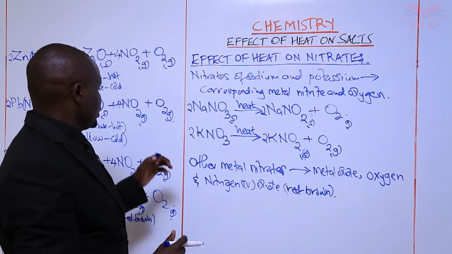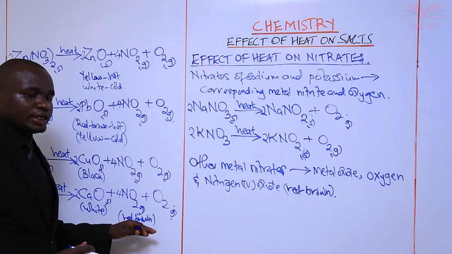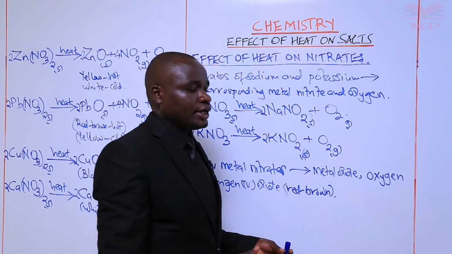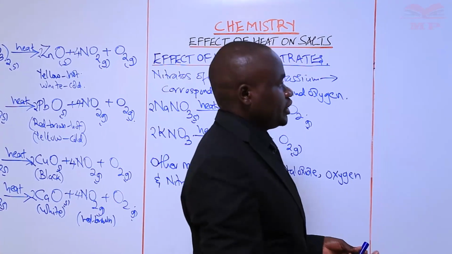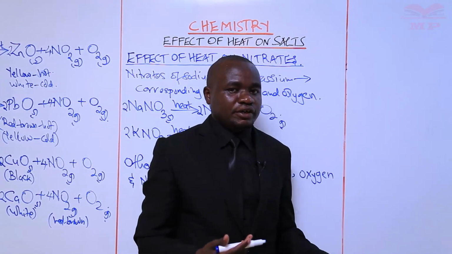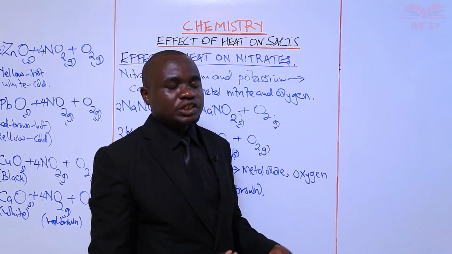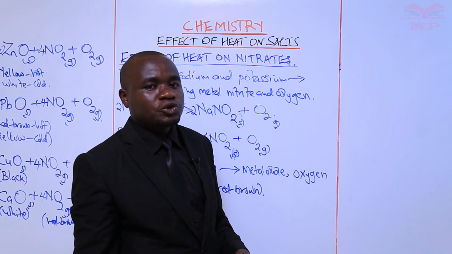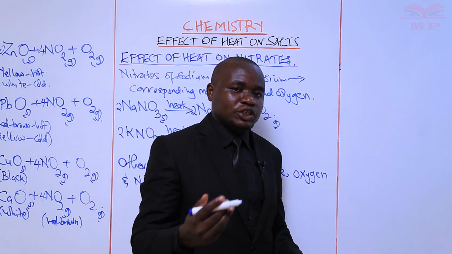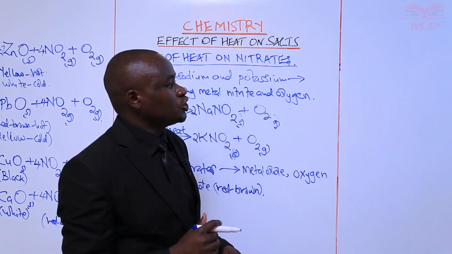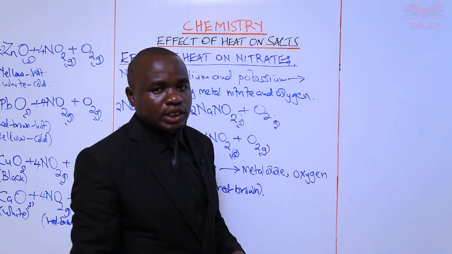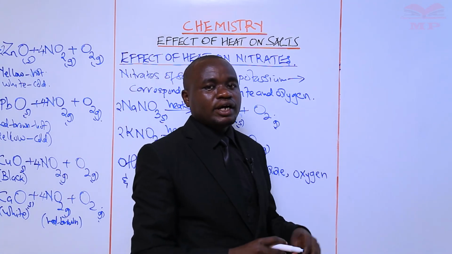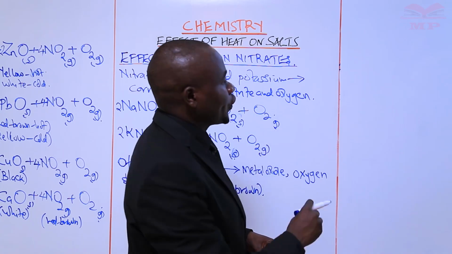Now, remember, these are elements which are in the middle of the reactivity series. Those which are least reactive, their nitrates behave differently in that instead of getting the corresponding metal oxide, they give us the corresponding metal, nitrogen 4 oxide, and oxygen. So we are going to illustrate that by using the least reactive metals, that is silver and gold, as follows.